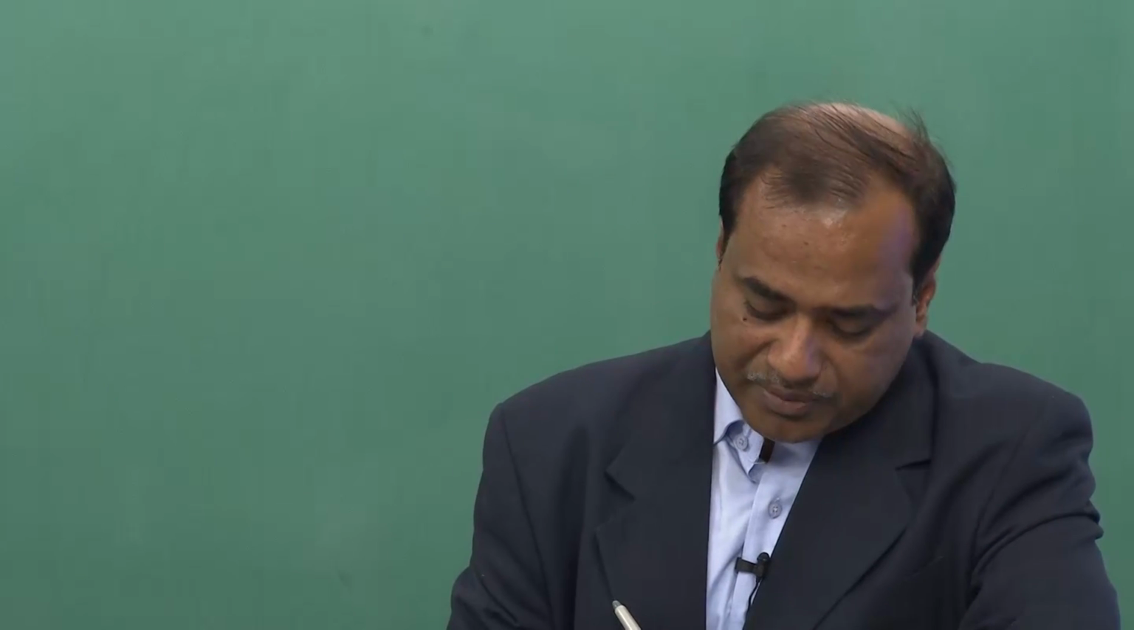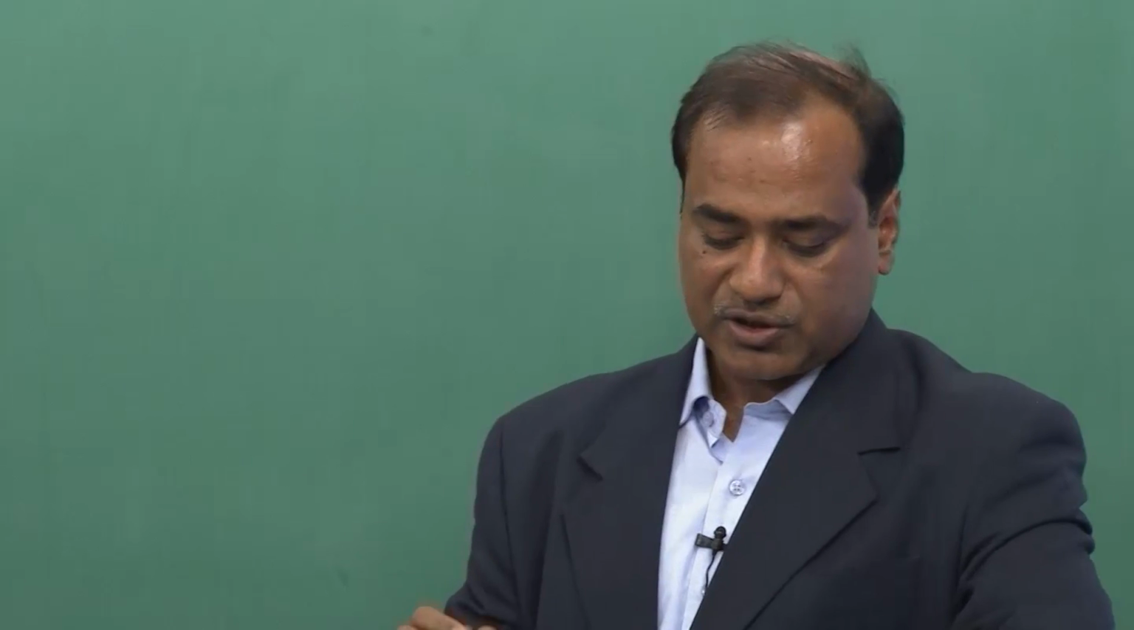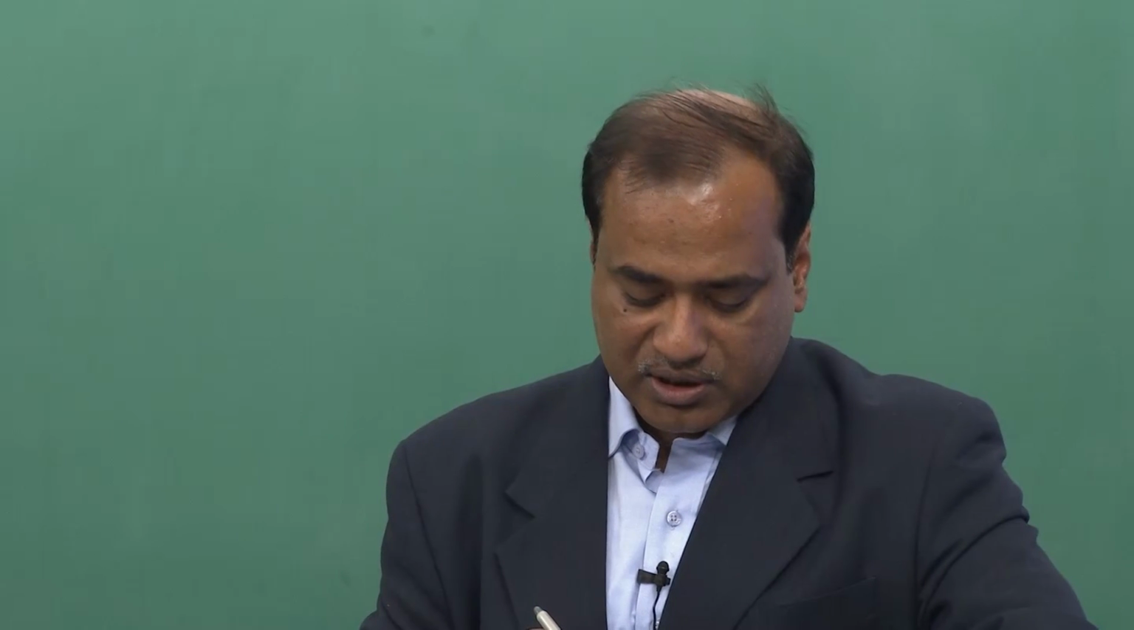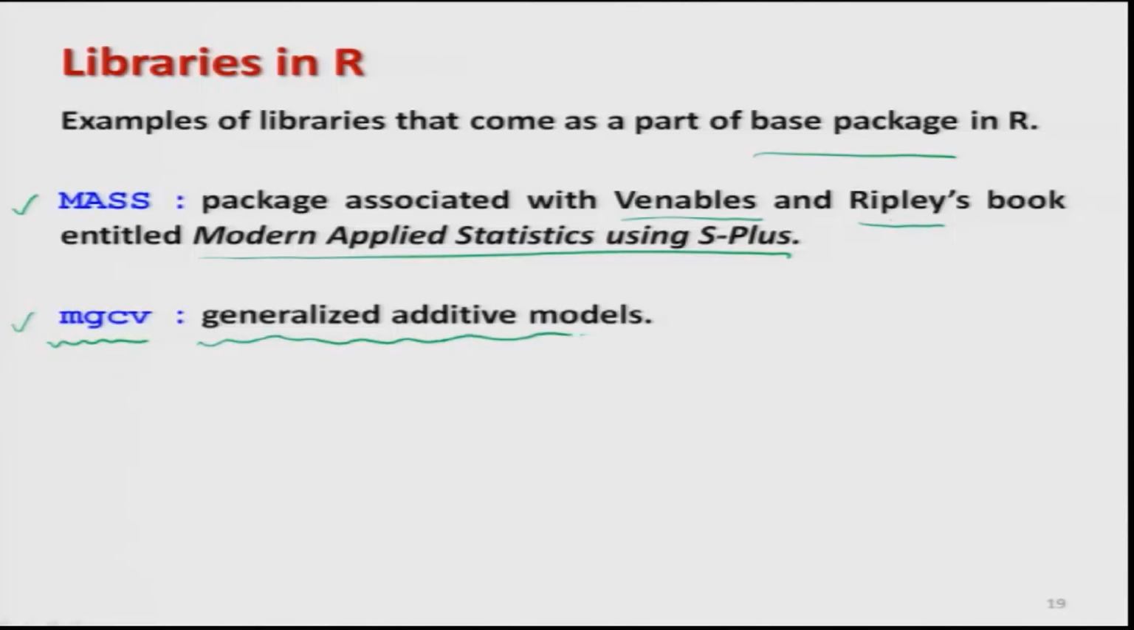Similarly, there is another library, MGCV. This library contains the details about the generalized additive model. So if you want to use generalized additive models, you have to first load this library, and only after that you can use it. In order to load a library, simply write library and inside the brackets the name of the library.